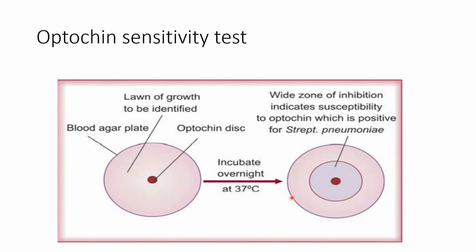And at the end of the incubation period, if it is Streptococcus pneumoniae, you will see a wide zone of inhibition of around 15 millimeter or more, whereas other pathogenic streptococci will not give rise to such a wide zone of inhibition. So this is a clear way of finding out which species is there with us.